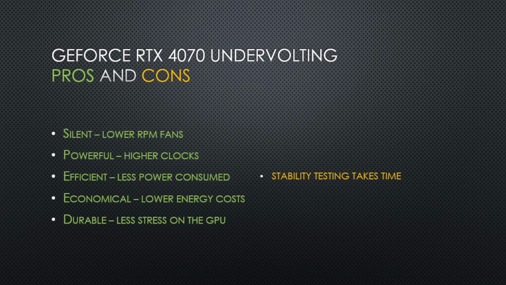Undervolting enhances all five criteria I look for when building a PC. Silence. Since the GPU uses less power, it runs the fans at lower RPMs. Powerful. Increased core and memory clocks improve the performance, making the GPU more powerful. Efficient. Using less power while increasing performance increases the efficiency. Economical. Using less power reduces the energy costs.